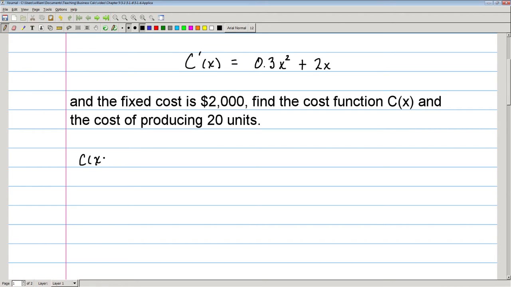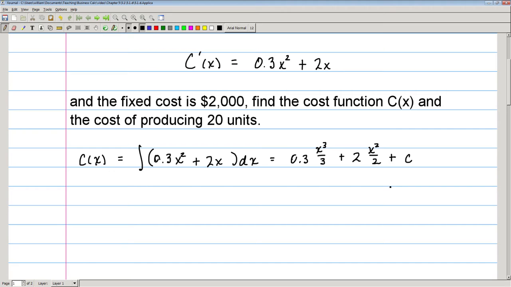The cost function will be the antiderivative of 0.3x squared plus 2x. And we can use the properties of the integral and the power rule for integrals. That would be 0.3, and we'll increase the exponent by 1, x cubed divided by 3, plus 2 times x squared divided by 2, plus a constant.